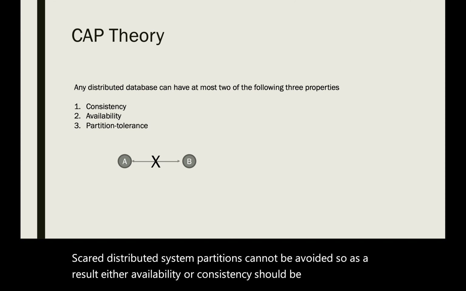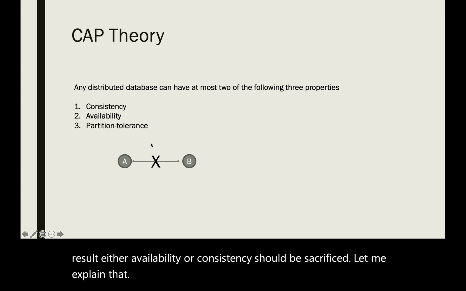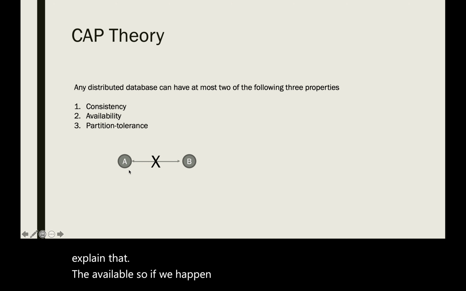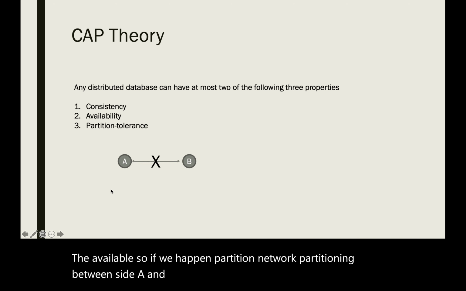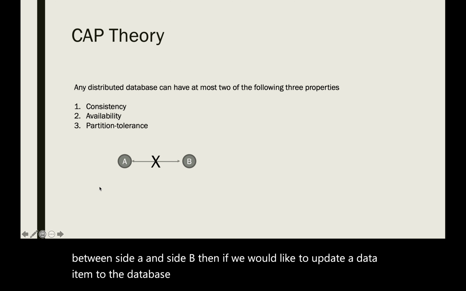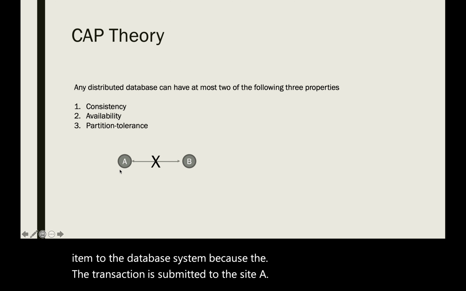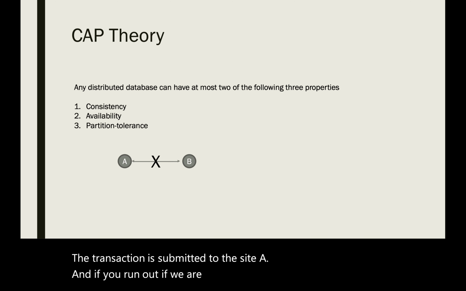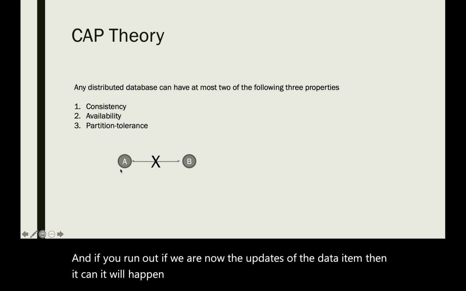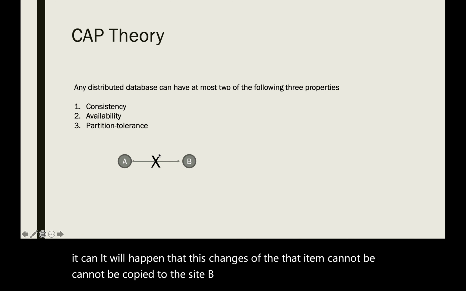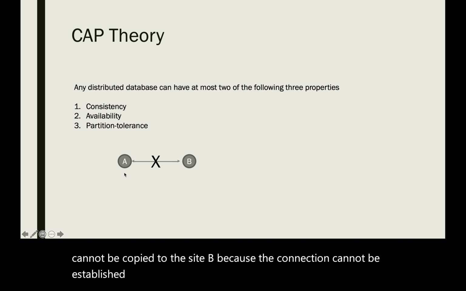Let me explain that. If a network partition happens between site A and site B, and we would like to update a data item in the database system, because the transaction is submitted to site A, if we allow the update of the data item, then the change cannot be copied to site B because the connection cannot be established between A and B. Then these two sites are not in a consistent state.